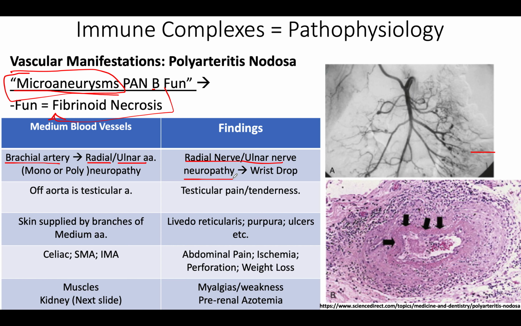If you're not supplying adequate blood supply to the radial and ulnar nerves, then you get that neuropathy. You get that wrist drop. That makes intuitive sense to me. Okay, so let's go on to this next point, okay?